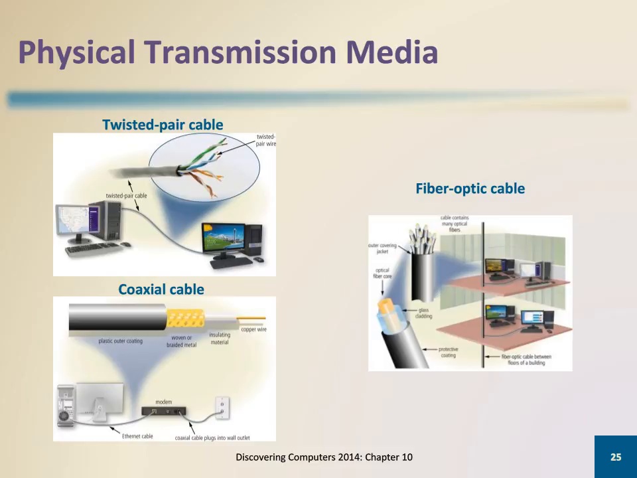Twisted pair cable is used for telephone systems and networking cabling. Coaxial cable is often used for cable television wiring. Fiber optic cable is less susceptible to interference and noise and, therefore, more secure.